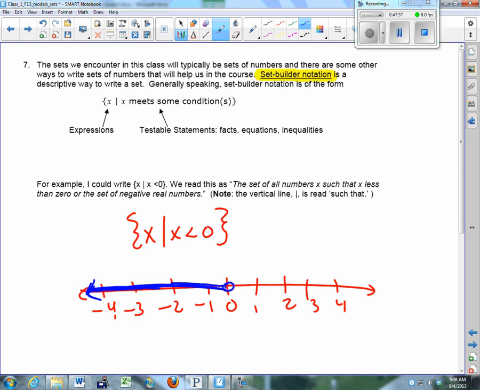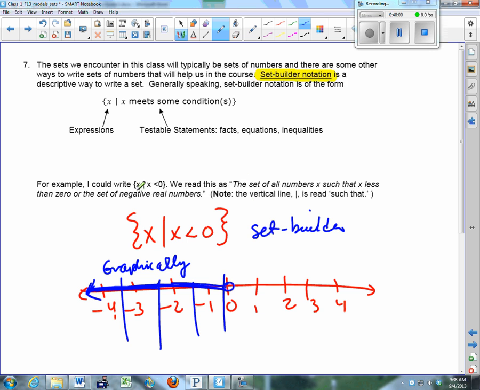So this is how I would represent it graphically, and this is how I would represent it with set builder notation. In English, we just call that the set of all negative real numbers. And don't forget, we have all those numbers in between. It's not just -1, -2, -3. There are all the rational and irrational numbers as well.